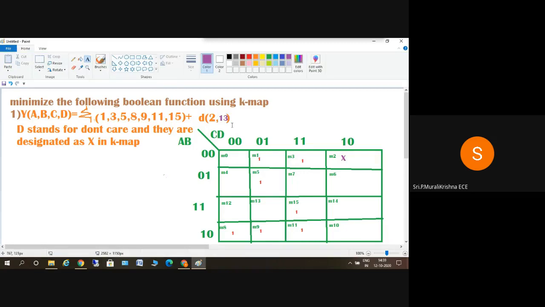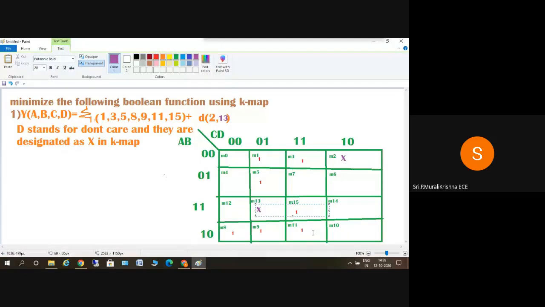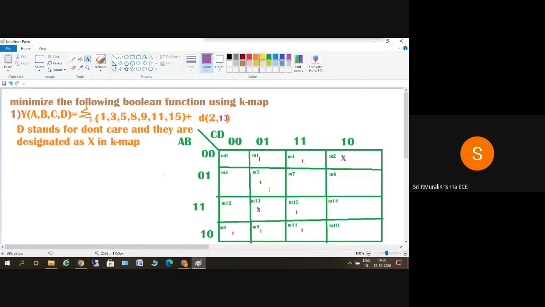Okay, so there is a problem. So 2 and 13 are don't care cases. So for 13, I have to put X there. Okay, so these are the things we have to check here.